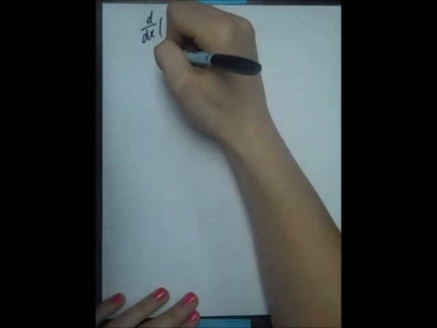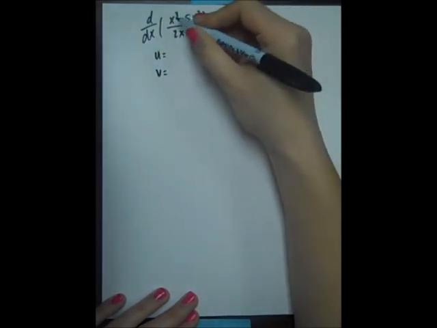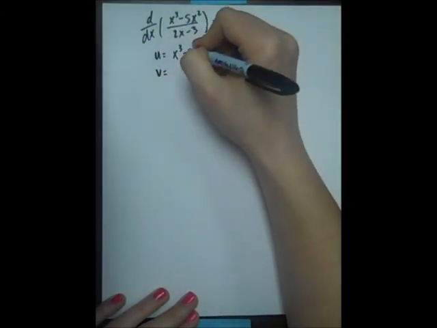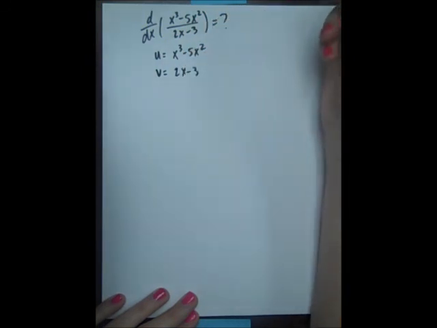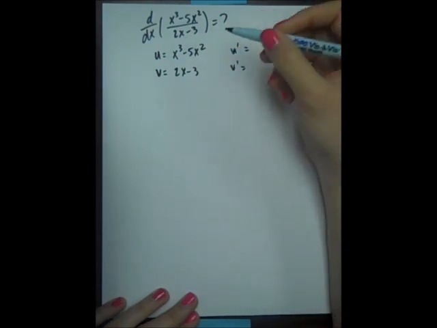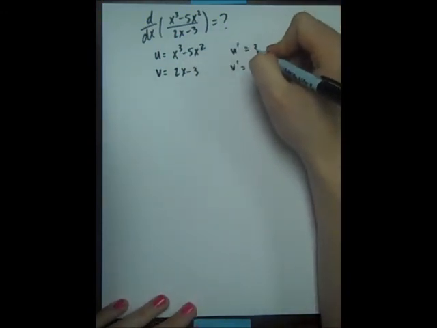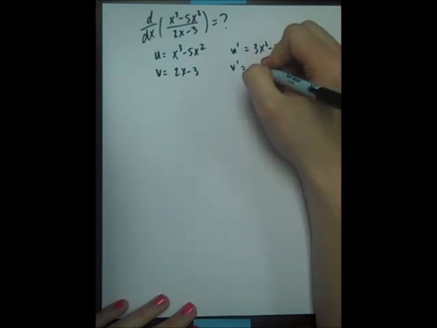I'm going to do the same thing I was doing for the product rule. I'm going to have a u and a v. So the u is the top, v is the bottom. Then I find my u prime and my v prime. So using the power rule, I have u prime is 3x squared minus 10x, and v prime is just 2.